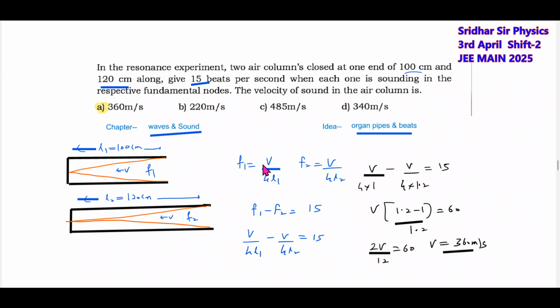Some of the resonant frequencies of a closed end organ pipe: the fundamental frequency F will be V by 4L. Next, the first overtone is 3V by 4L. Next will be 5V by 4L. If you know this formula, you can manage this question. Okay.